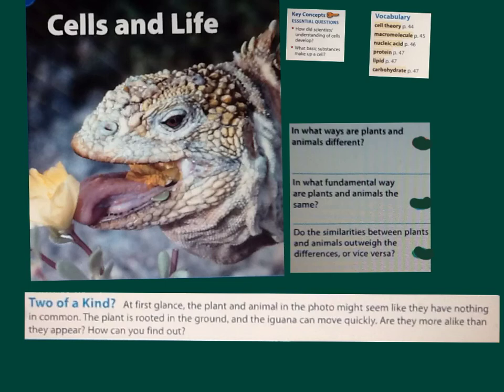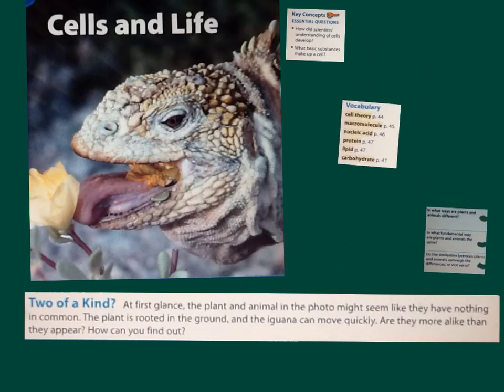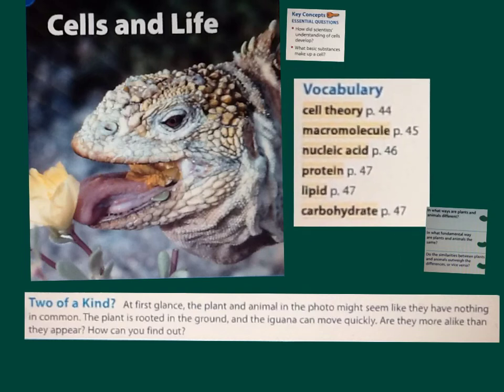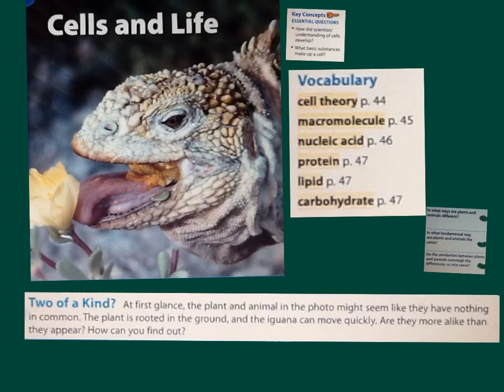Okay, so the next thing I want you to do is, I want you to know the vocabulary. So these words you're going to be writing down, and later on when you see the vocabulary words with their definition, you're going to write their definition beside these. Leave plenty of space so that you can have the vocabulary and their definition together. We're talking this time about cell theory, macromolecule, nucleic acid, protein, lipid, and carbohydrates.